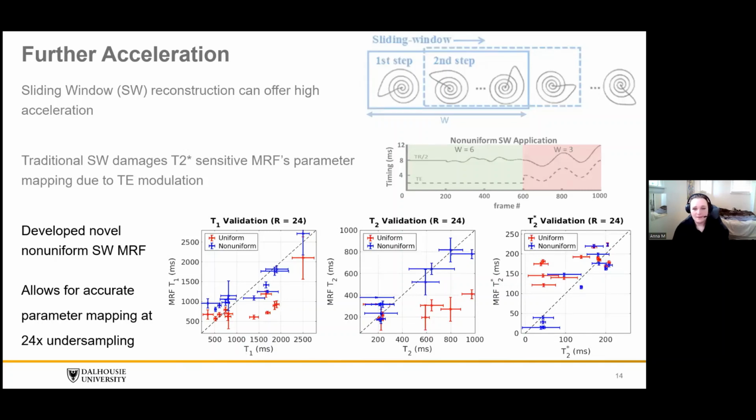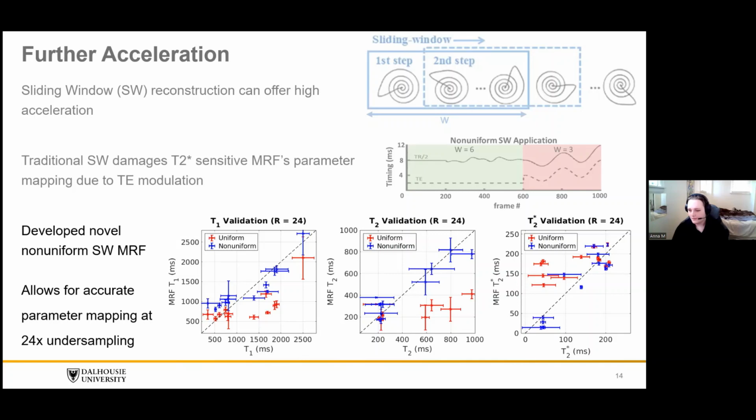And so by developing a non-uniform sliding window, which is novel, I believe, where we apply a shorter window length over the T2 star sensitive region of the sequence, we're able to utilize the acceleration properties of the sliding window while retaining the T2 star sensitivity required.